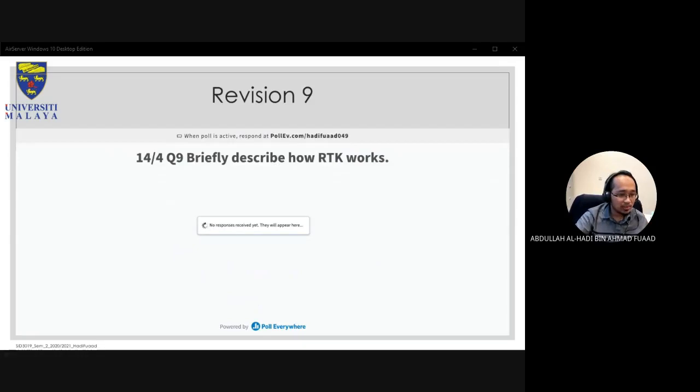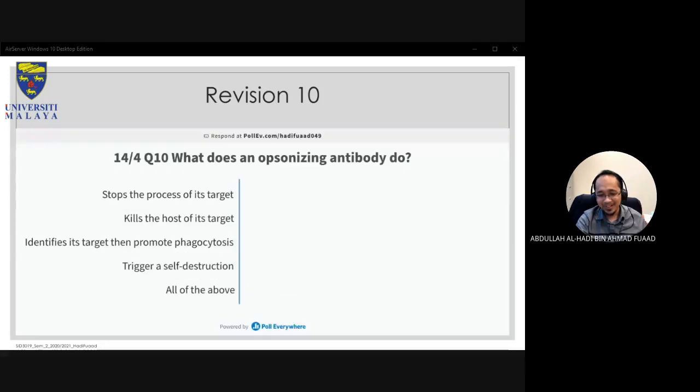All right, question number 9. Briefly describe, this will be long. We'll just skip to question number 10. So otherwise it will be very long. Okay, so number 10. How or what does an opsonizing antibody do? What does an opsonizing antibody do?